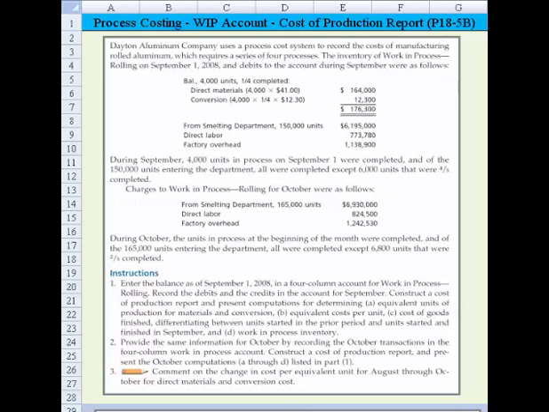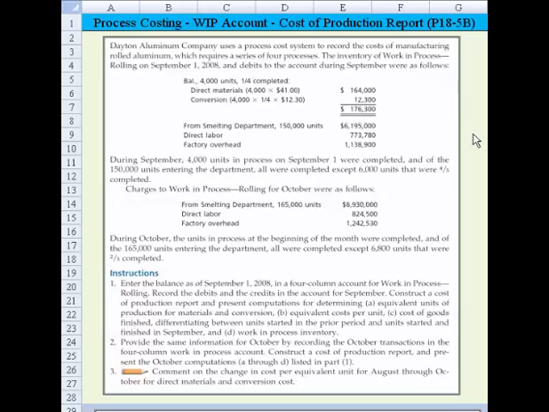Okay, the inventory of work in process rolling, that's one particular WIP account for the rolling process, on September 1st, 2008, and debits to the account during September appear below. So what we see there, now to the left of my mouse I'm reading here, is that the balance on September 1st was 4,000 units. Looks like 25% complete, 1/4. Direct materials were $41, 4,000 units were complete. Conversion, 4,000 units times 1/4 at a cost of $12.30. So we have a total balance of $176,300. And you see that just to the left of where my mouse is.